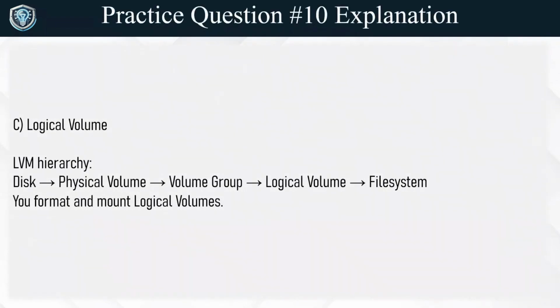Because as per the LVM hierarchy, we first create physical volumes from the disk and then assign them to a volume group if one is present. If not, we create the volume group first and then assign the physical volumes. The same goes for logical volumes. In the logical volumes, we format and mount the file systems. So logical volume is the correct option.